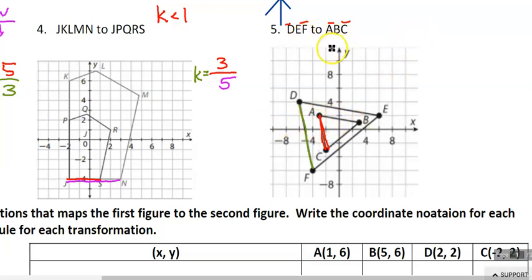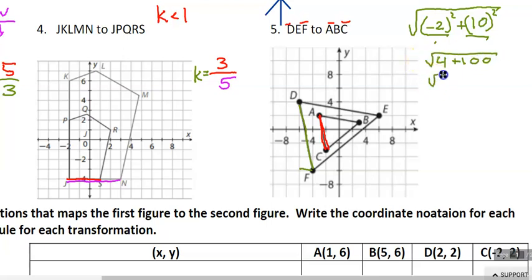So for DF, basically you're finding the rise and the run. And notice how each of these are counting by 2, right? So we're going to go to the left 2, and then up 2, 4, 6, 8, 10. So we're going to square both of those, add them together, and take the square root. That will give us the distance. So this is going to be the square root of 4 plus 100, and then we'll have a total of the square root of 104. So that's the length of DF, a little bit over 10.